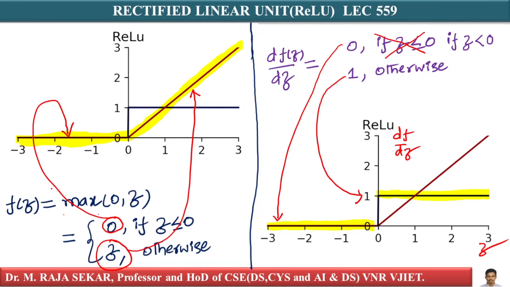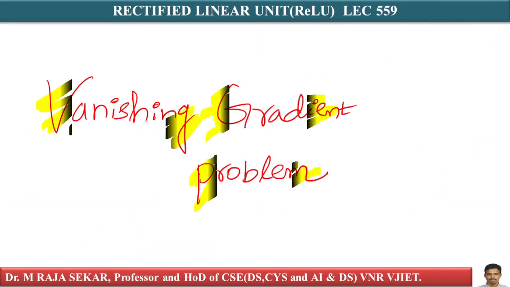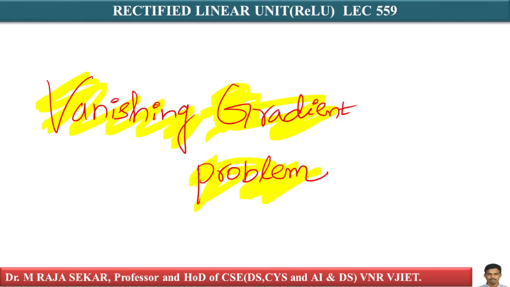We need to understand why this ReLU is useful. Why did we come up with ReLU in the first place? Because we have the problem of, what problem we had? We had the problem of vanishing gradient with the tanh or sigmoid activation functions. That's why we are using ReLU, isn't it?